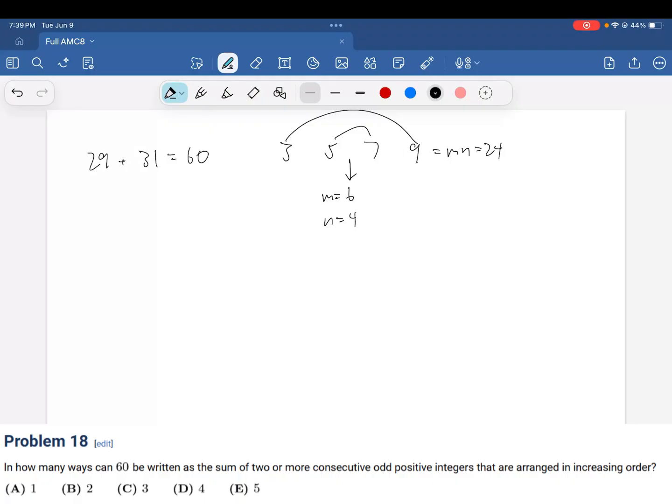So we notice that n must be even because the sum of an odd number of odd integers is odd, and 60 is clearly even. So n must be an even number. This means that a sequence like 3, 5, 7 would not work because the number is odd.